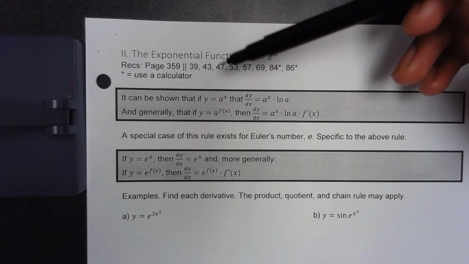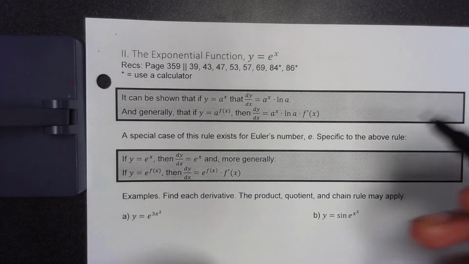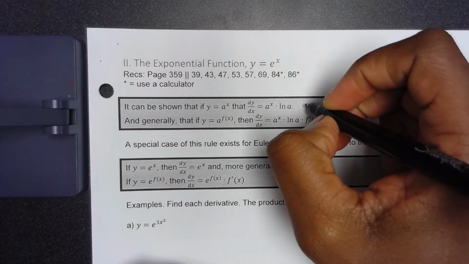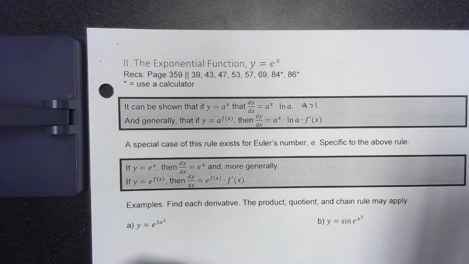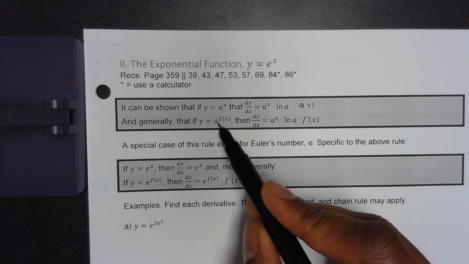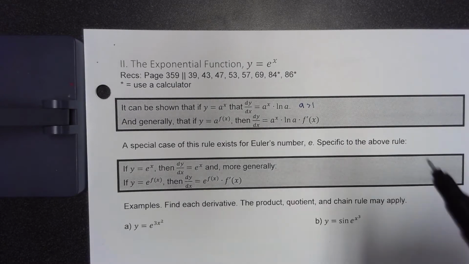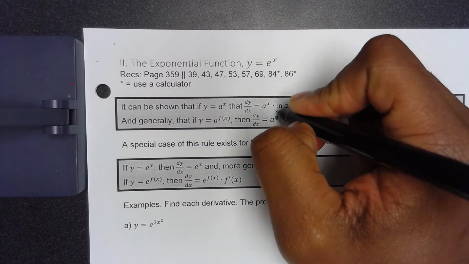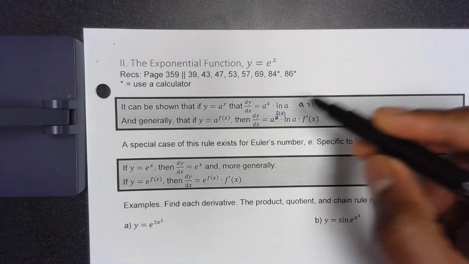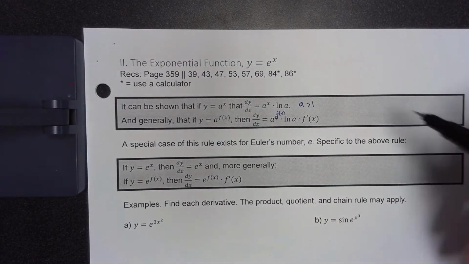In general, we have a function y equals a to the x. We should put a disclaimer: a is greater than 1. It can't be 0, can't be 1, cannot be negative. You can generally show that if you have a to a function f of x, then the derivative is a to that function times ln a times f prime of x. We'll come back to that one.